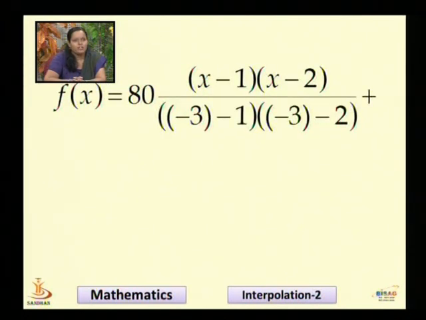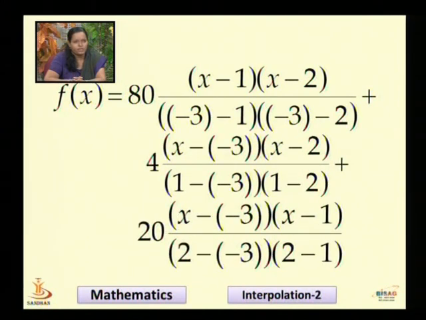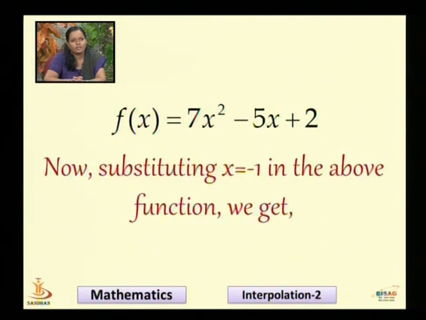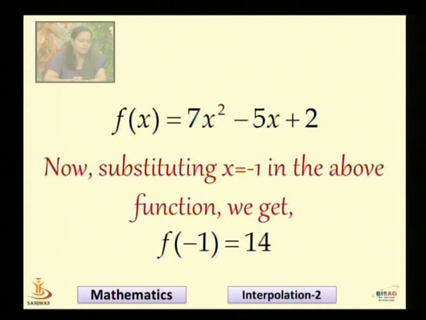Substituting the values of x1, x2, x3 and y1, y2, y3 in Lagrange's interpolating form, we get the polynomial f of x is equal to 7x square minus 5x plus 2. Now we have to compute the value of y corresponding to x equal to minus 1. So in this equation f of x equal to 7x square minus 5x plus 2, substitute x equal to minus 1. Hence we get f at minus 1 is equal to 14.